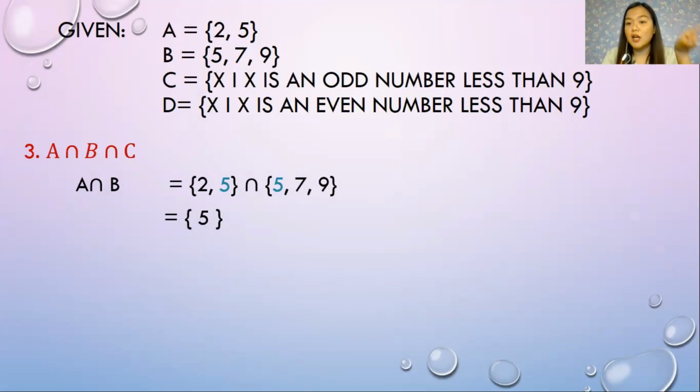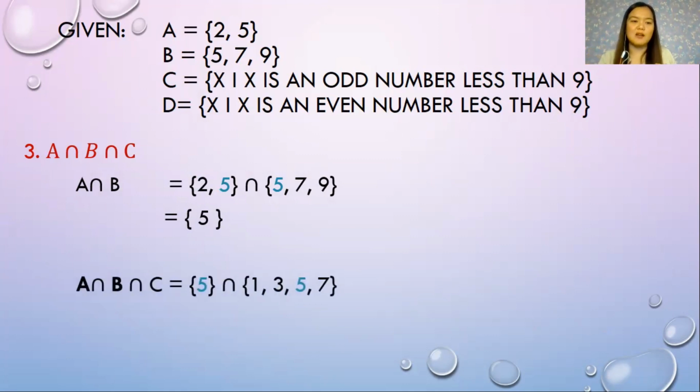So, yan na yung sagot sa A intersection B. So, include na natin dito yung intersection C. So, since ito, A intersection B is equal to 5, itong C na lang yung i-substitute natin. So, x such that x is an odd number less than 9. We have 1, 3, 5, 7. And then, look at their common element. So, your answer now is 5. Yun.